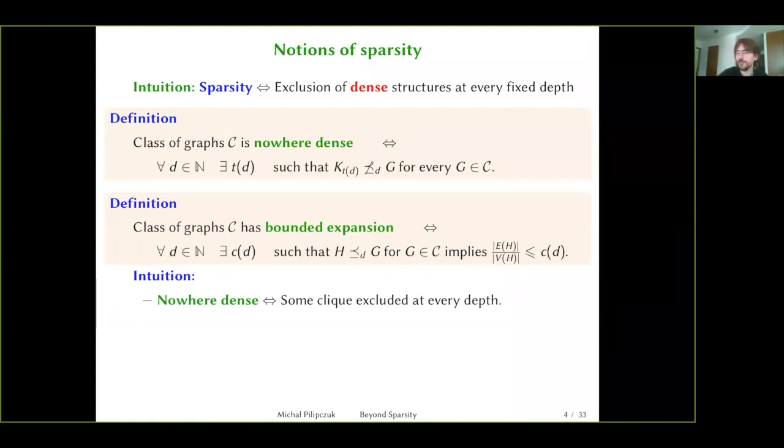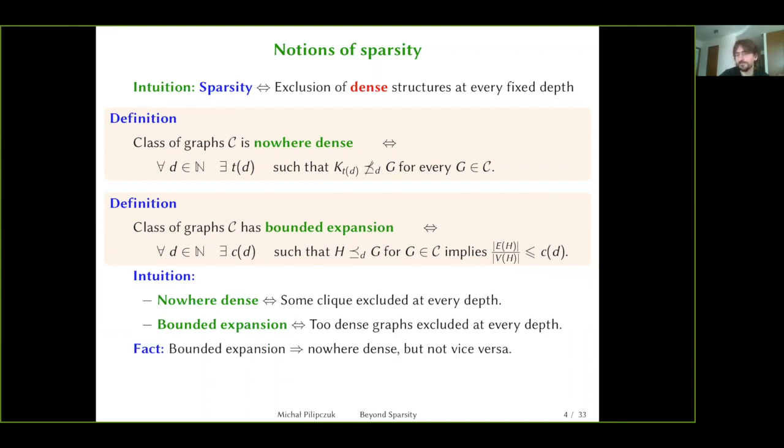Yeah. So just to recap, the intuition is that nowhere dense means that at every fixed depth, I exclude some clique. And bounded expansion means that at every fixed depth, I exclude simply too dense graphs in terms of the edge density. Right, so it is clear that bounded expansion implies nowhere denseness, yeah? Because if I exclude too dense graphs, I definitely exclude some clique, because cliques have larger and larger edge density. The vice versa implication doesn't hold.